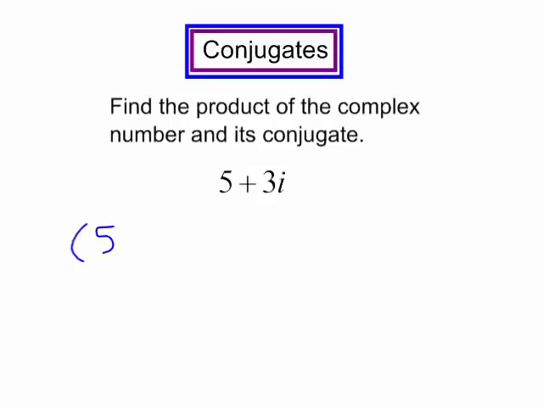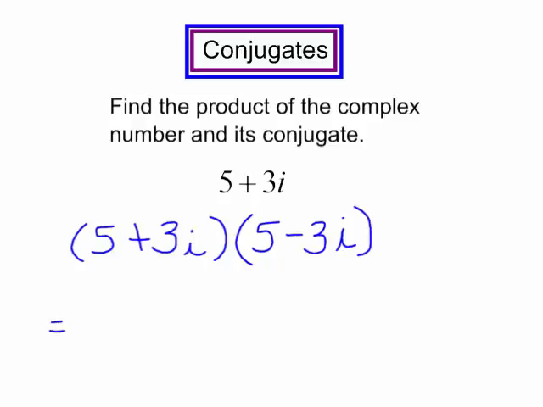Find the product of the complex number and its conjugate. This complex number is 5 plus 3i. I am going to multiply it by the conjugate, which is 5 minus 3i. Now, once again, we could use FOIL, and you should see that the inner and the outer terms are going to cancel. Or you could simply square the first term, minus, and square the second term.